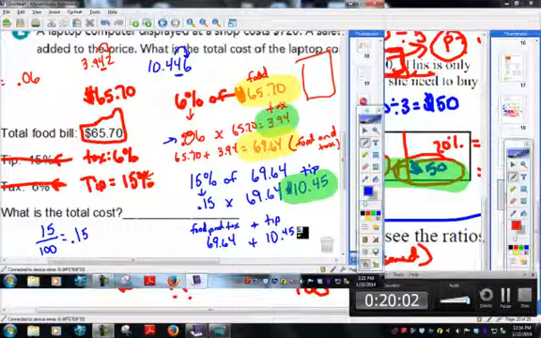69.64 plus 10.45 is $80.09. $80.09. That is the total amount. That right here, $80.09. That includes food, tax, and the tip.